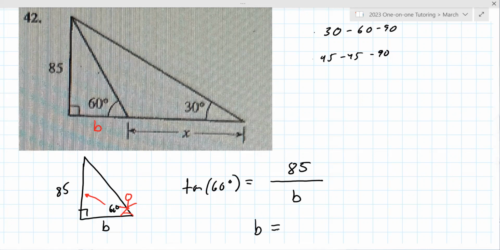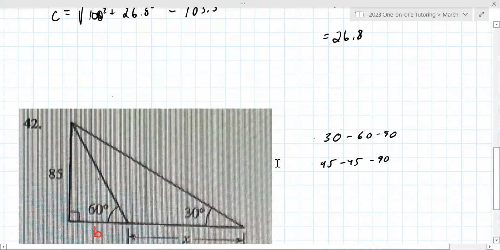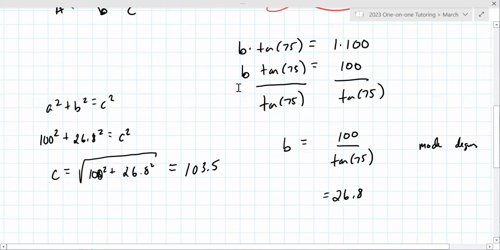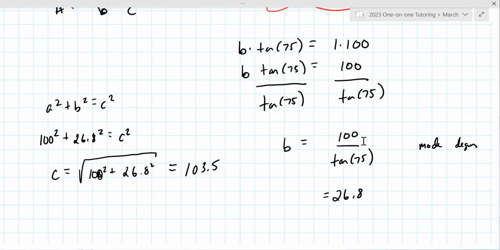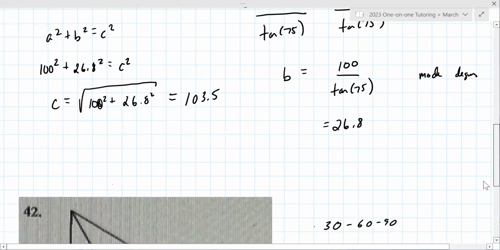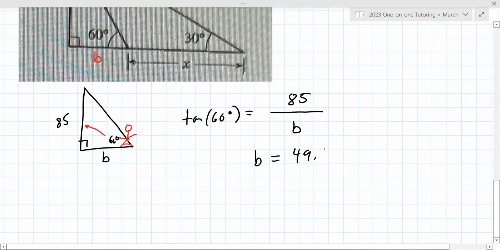I got 147.2. I don't know if that's right. I've got a different result here. What did you put in the calculator? Could you tell me verbally? I did 85 times tangent of 60. I don't think I put it in right though. Okay, so let's go back and look at the previous problem. See how we divided both sides by tangent? It's going to be division this time, just like this one here. So then I got 49.1. Yes. So b is 49.1. Great.